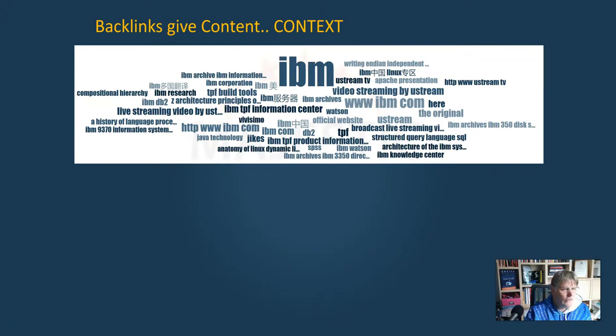We also use backlinks to show context. This is IBM and the anchor text links to IBM, and we can see just from this that IBM is not just about IBM, but it's also something about Vivisimo and something about Ustream and something about SQL, structured query language. So we get some idea in the backlink anchor text here, and we see stuff in Japanese and Chinese here as well. But the truth is that there is so much information in a backlink.